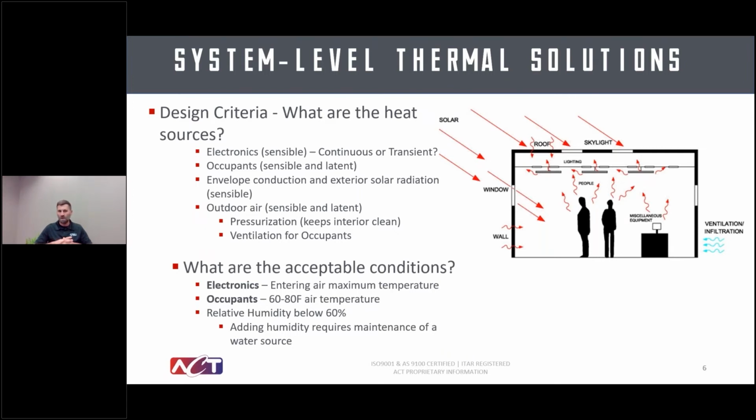Outdoor air may also be a load in the system if we're going to be providing fresh air for pressurization and making sure any leaks in the system leak out, as well as ventilation for the occupants.